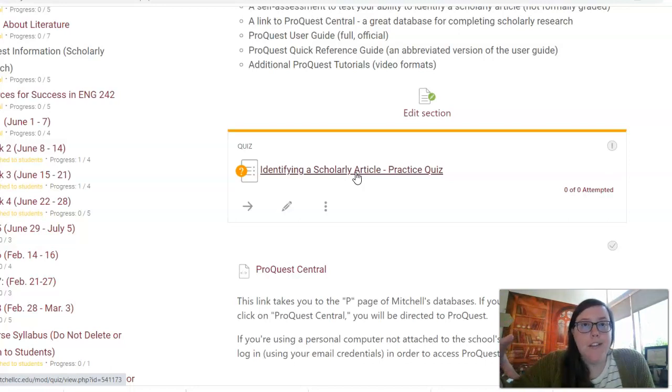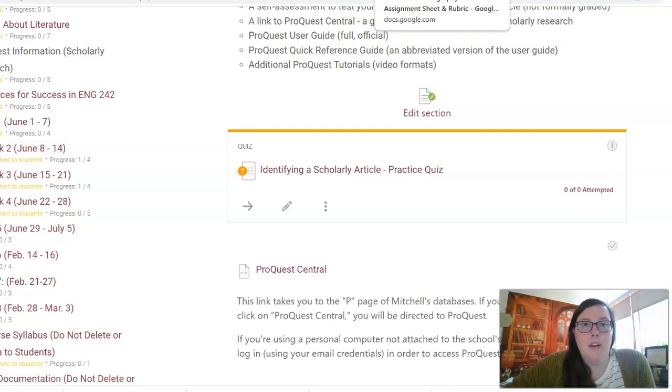There's a practice quiz in here that just makes sure you understand it's not just any article for this assignment. It has to be a scholarly article. It has to be one published in a peer-reviewed journal. It can't be a review from that journal. It needs to be fresh, original research by a scholar in the field. If you're not sure, let me know what your article is, and I will let you know if it is a scholarly article or if it's not, and why not.